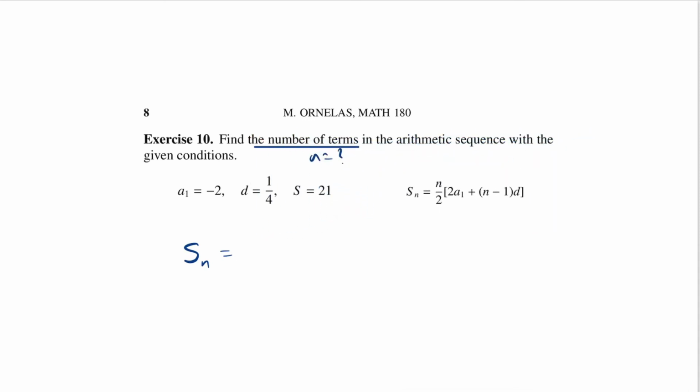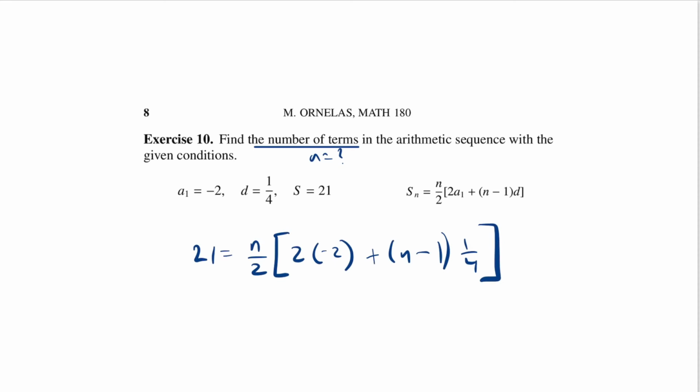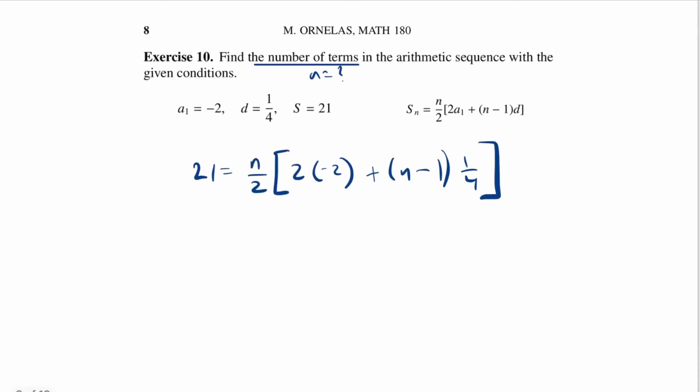So let's distribute, combine like terms. Okay, this is what we're getting so far. All right, let's get a common denominator, times 4 times 4. That's -16 minus 1 is -17. So we have 21 equals n over 2 times (1/4 n minus 17 over 4).